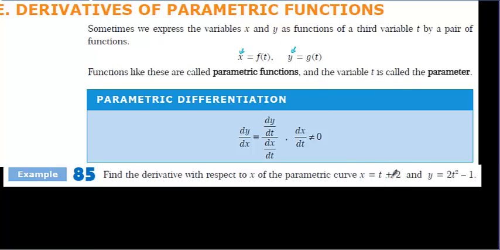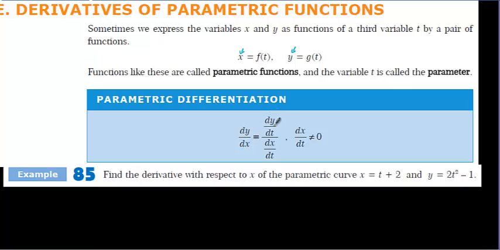Let's say x is equal to t plus 2 and y is equal to 2t squared minus 1. So these are parametric functions with respect to t. We can change this parameter, but generally we are using t for parametric functions. Okay, what is the derivative of this expression? It says find the derivative of the parametric functions with respect to x, which means dy over dx they are asking.